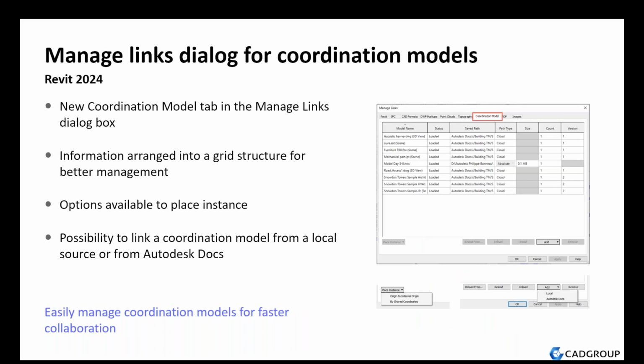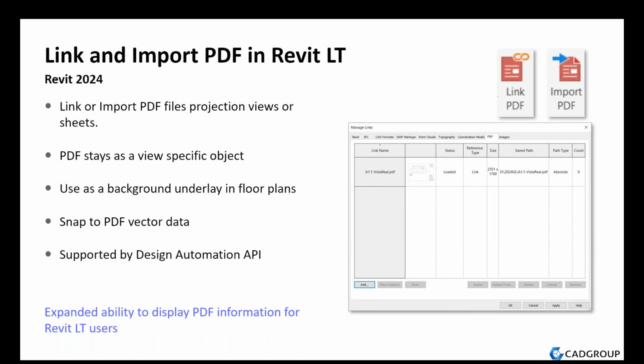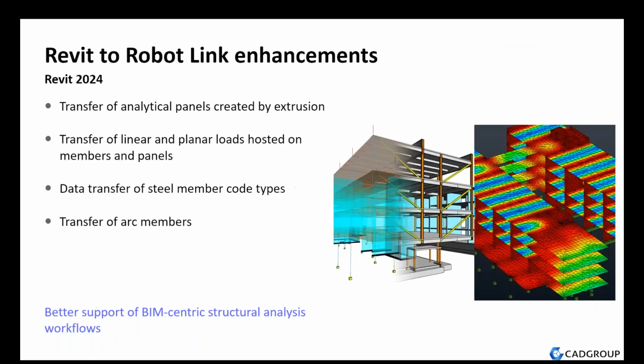All right, manage links. So yeah, your coordination model has the same features. You've got reload from, reload, unload, etc. And you can also choose where the collaboration cache goes. So when you're working with BIM 360 Collaborate Pro, or just Collaborate Pro, you now have the choice of placing the cached models in a different location to the default one, which might help people who are sort of running out of hard drive space, perhaps. And you can also link and import PDFs into Revit LT. There's been an enhancement in the Revit to Robot link.